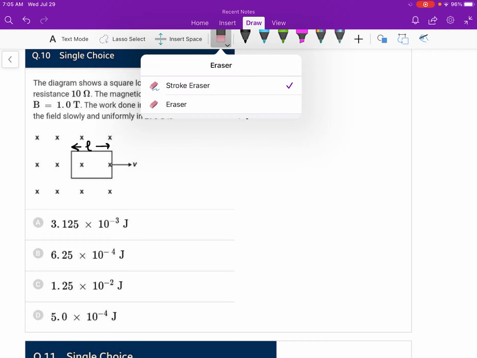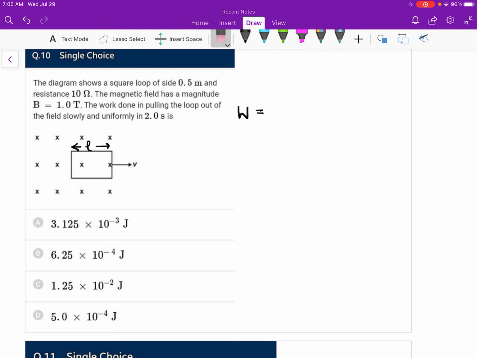Suppose this is PQRS. The side PQ, which is inside the magnetic field, will be acted upon by magnetic force BIL. So we need to apply external force F external to counterbalance it, to keep on moving it with constant speed. So W is F external into L, that is BIL into L.